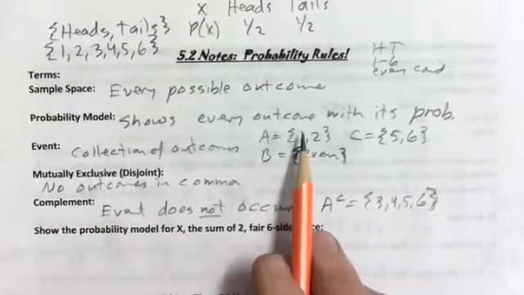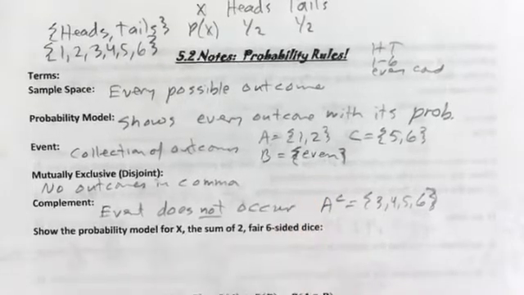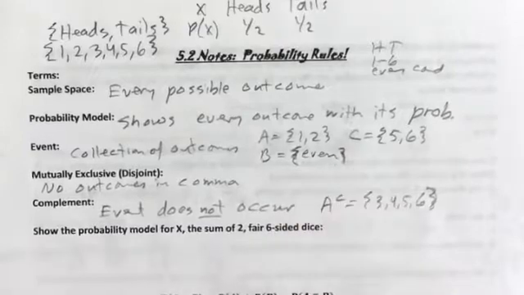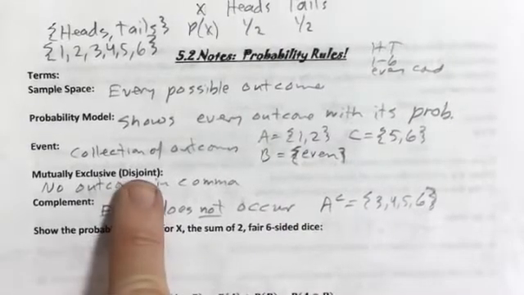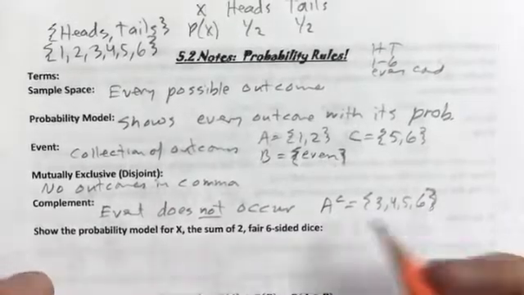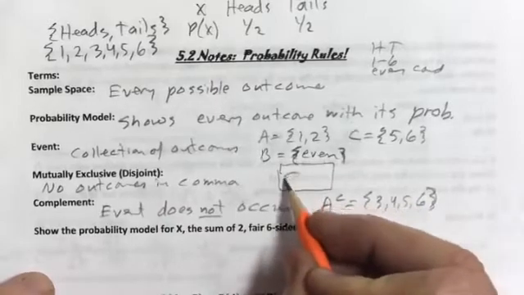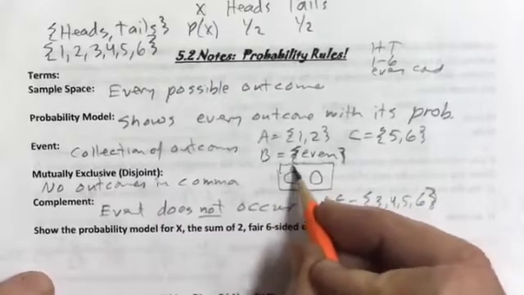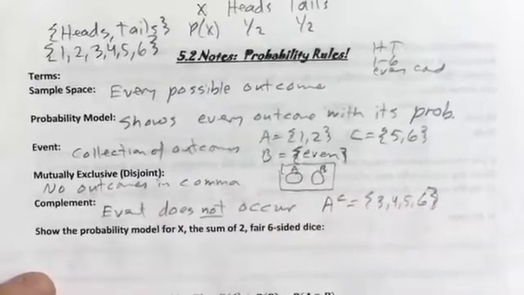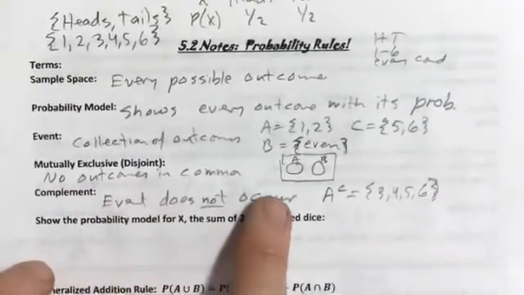Now, you notice event A and event B have an outcome in common, so they're not mutually exclusive. Same thing with event B and event C. So mutually exclusive, or disjoint, means they have no outcomes in common. Like in a Venn diagram we're going to look at in a little bit, there would be no overlap. Here's event A and here's event B, and there's no overlap.